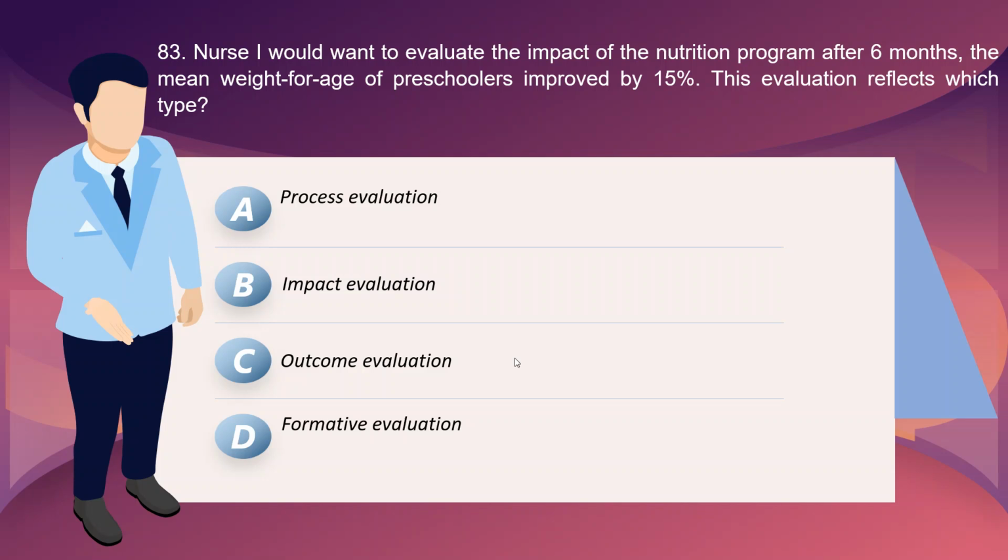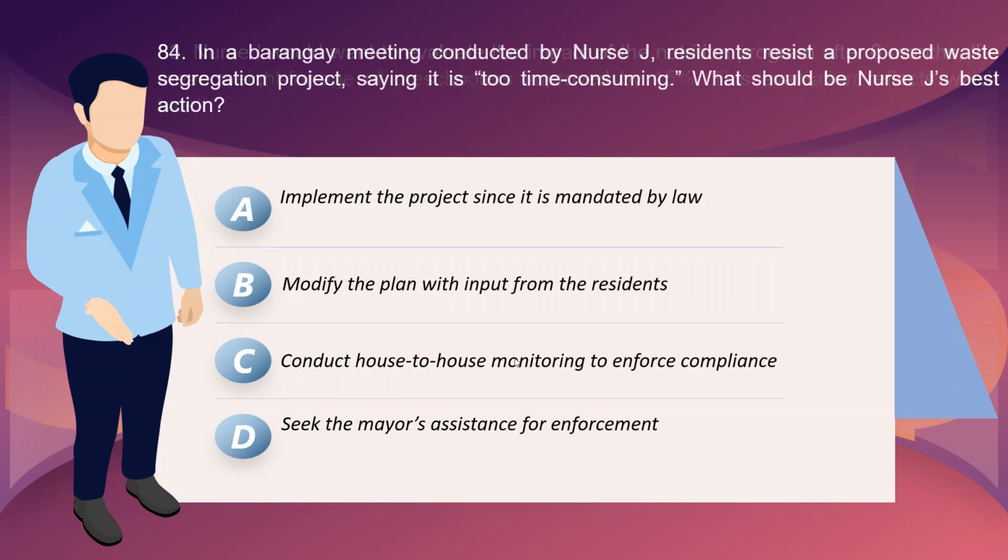Again, for process, that talks about activities. For impact, that is for short and mid changes. Then of course outcome is long term, but formative that is school based. 84.